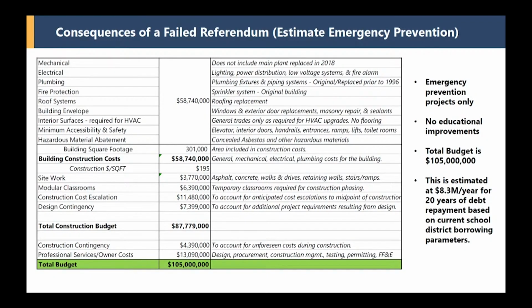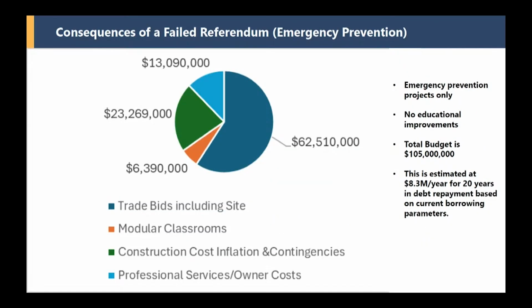So, at the minimum end, it's about $105 million. Again, there might be some things that you uncover as you tear this building apart that would inch that up as well. When you put that into the same pie chart, you can just kind of see how that breaks out.